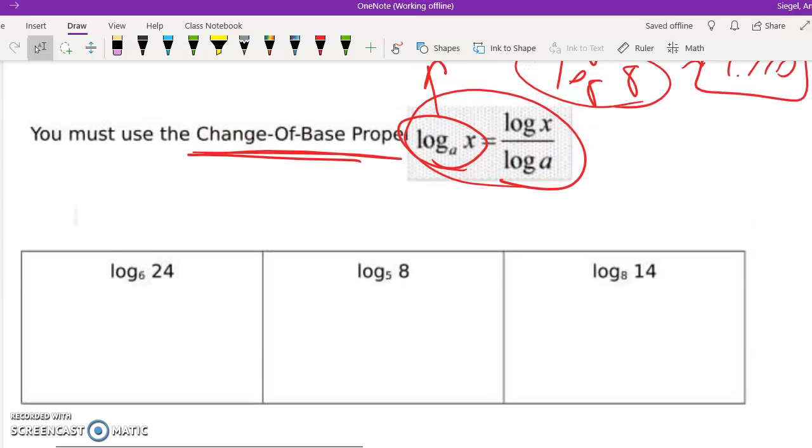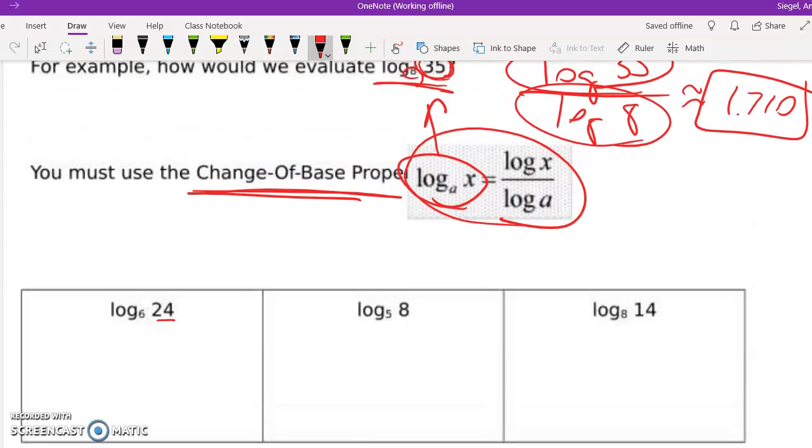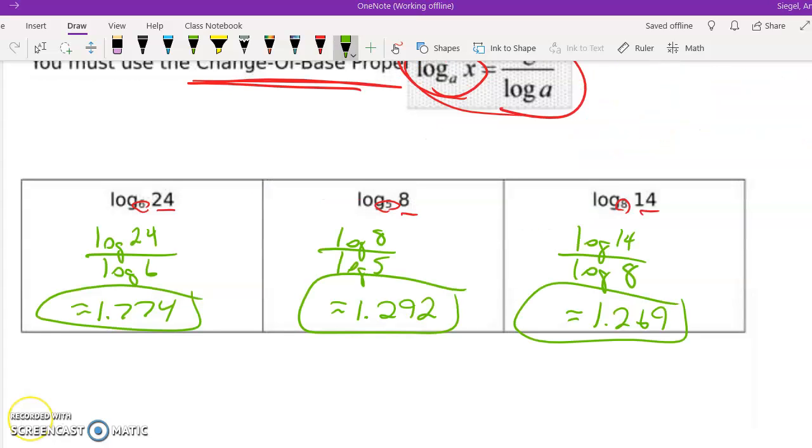For these problems right here, I just want you to practice that. So remember, you're going to put these numbers on top of your fraction, and then the base, you're going to put those numbers on the bottom of your fraction. So I think I'm going to push pause again and let you guys have at it, and then we'll compare answers.